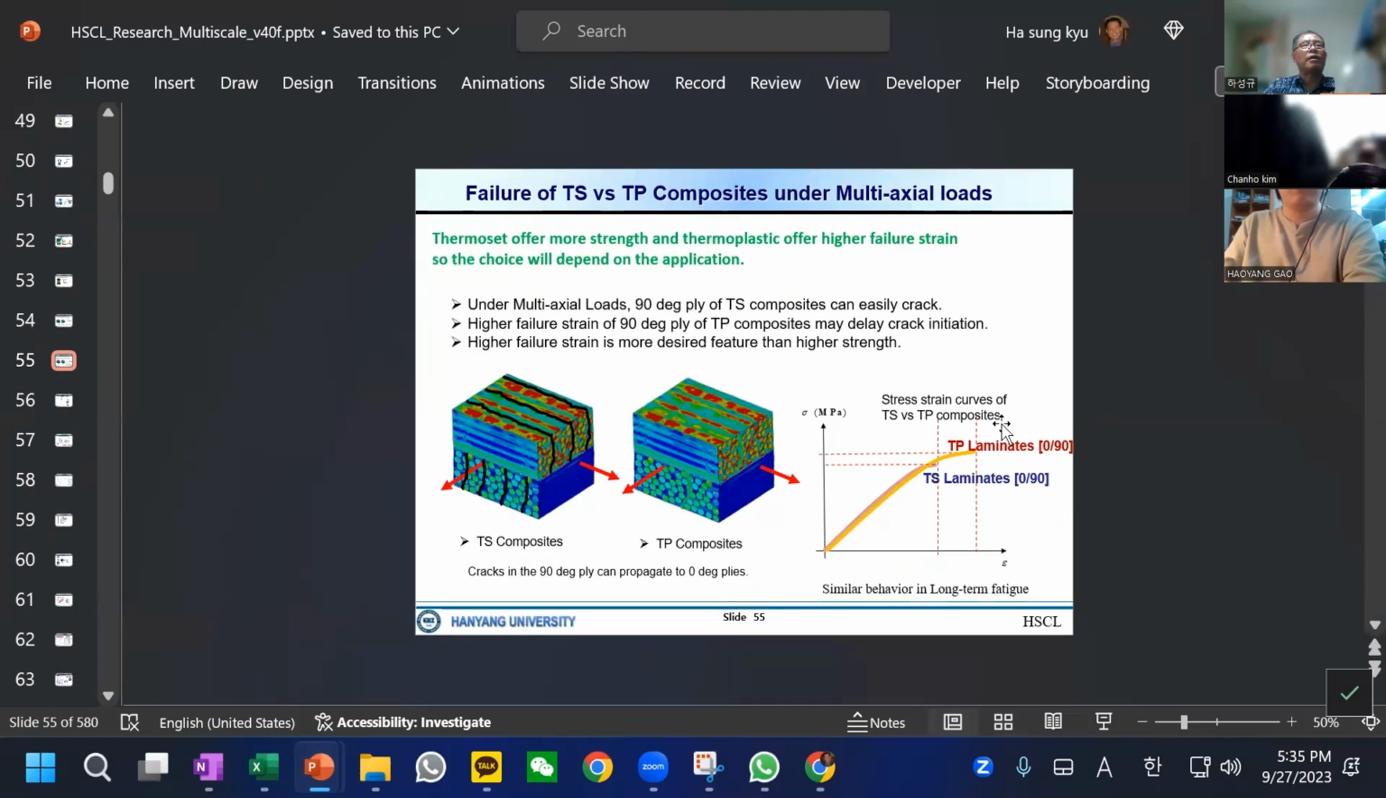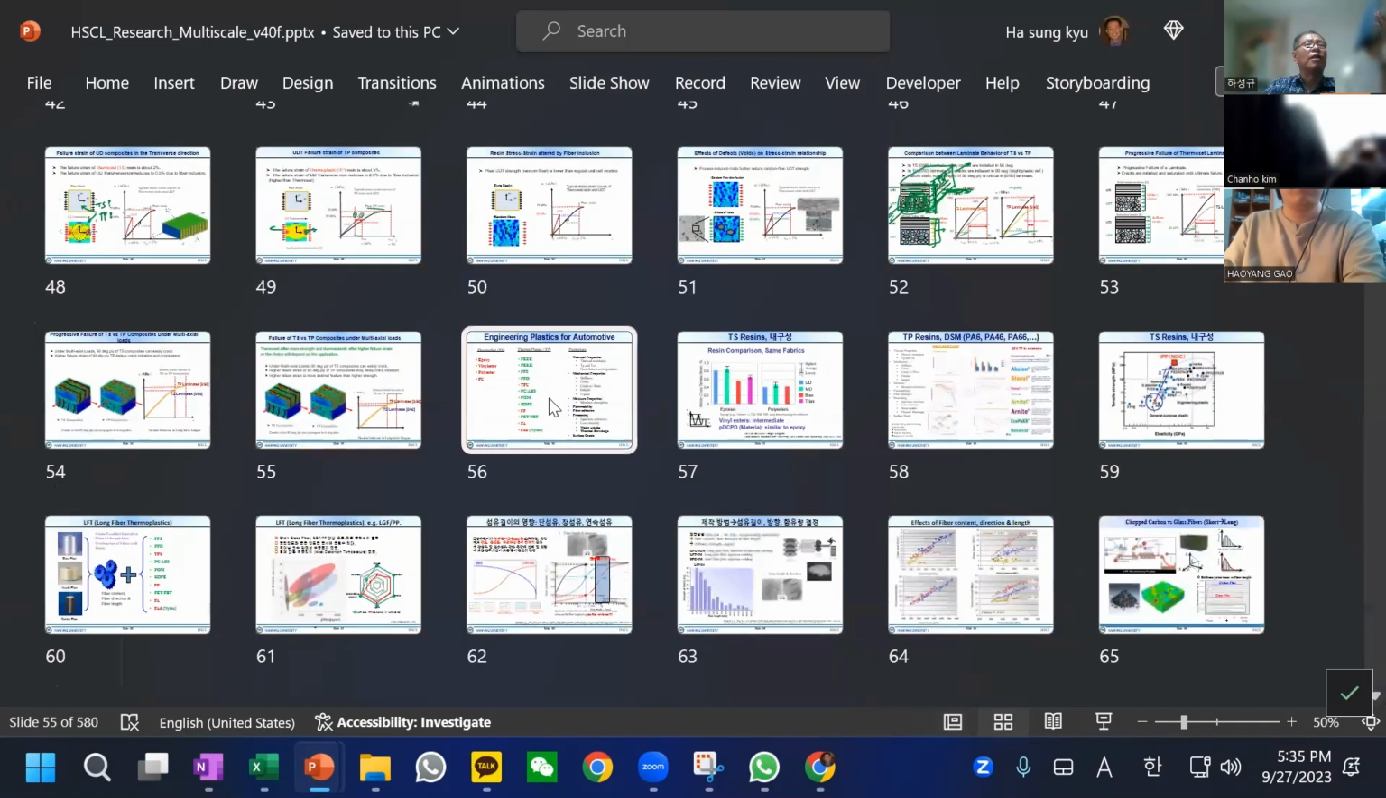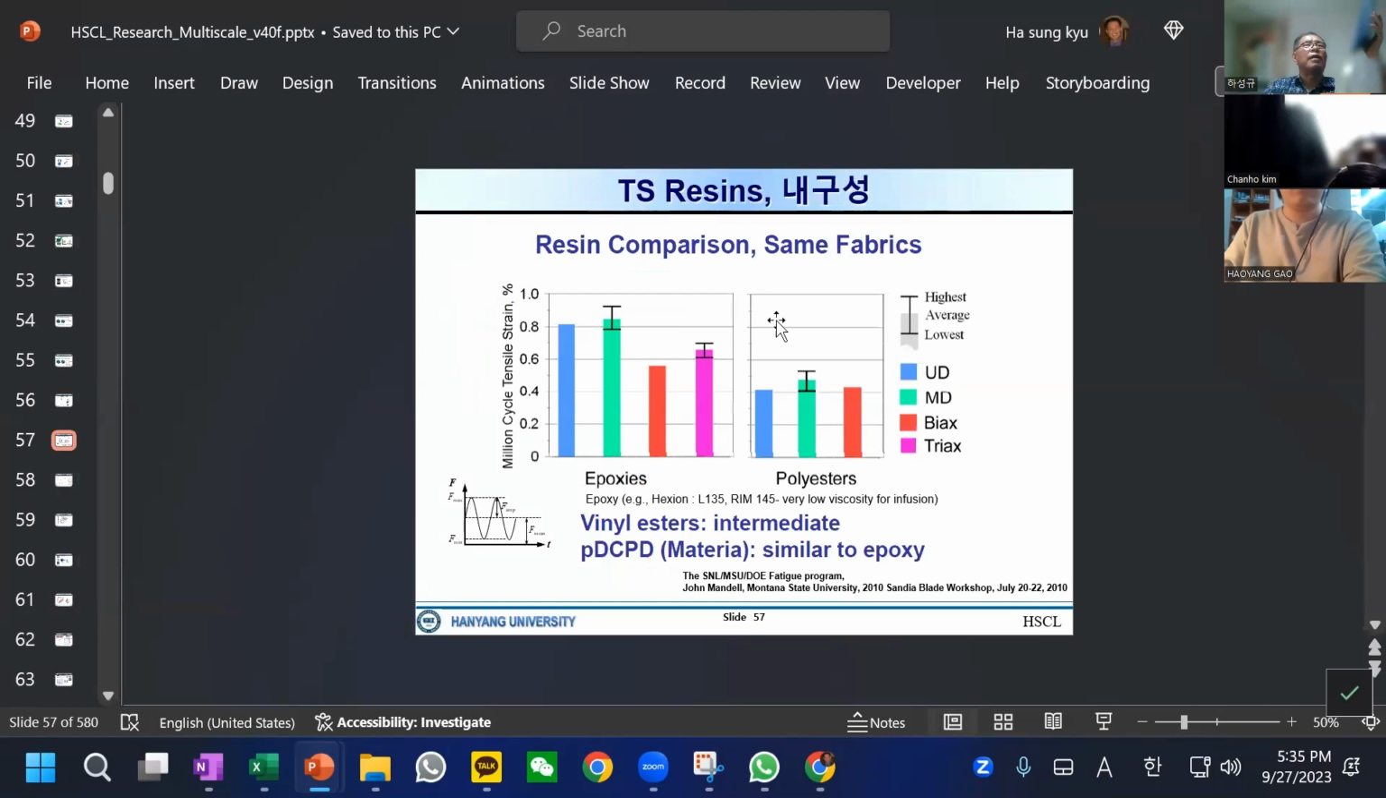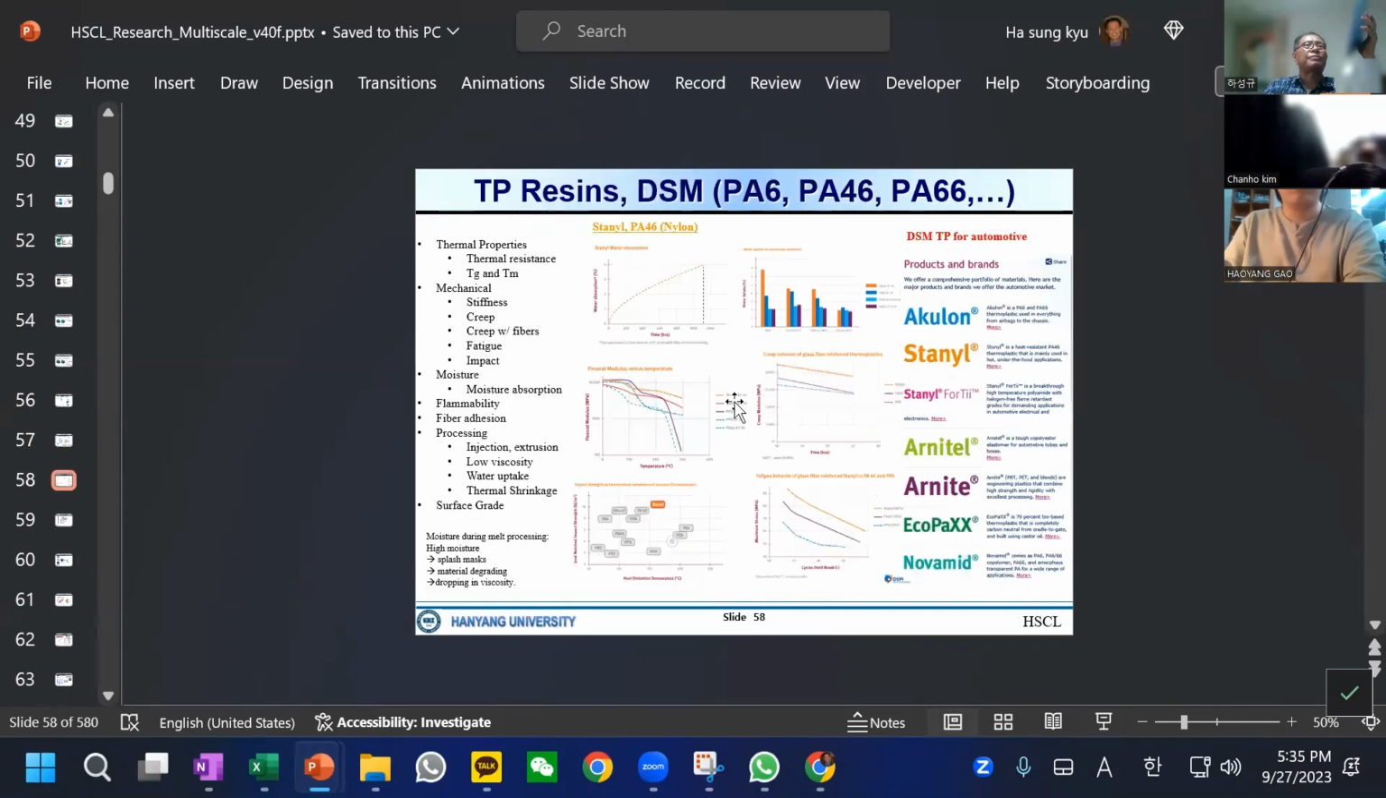Higher failure strain can contribute to composite structures. So there can be many plastics for the thermoset and thermoplastic, and epoxy system and PEEK and so on, and all kinds of different properties. And then also resin. Well, in general, epoxy and polyester. See, epoxy and polyester is a very typical thermoset material. And I will give you this slide, okay?